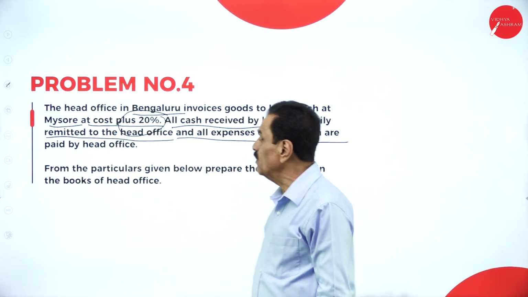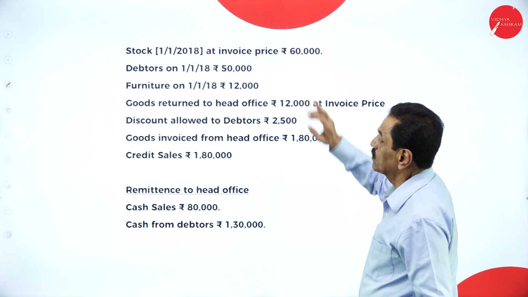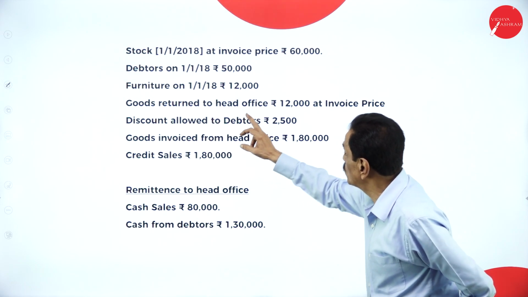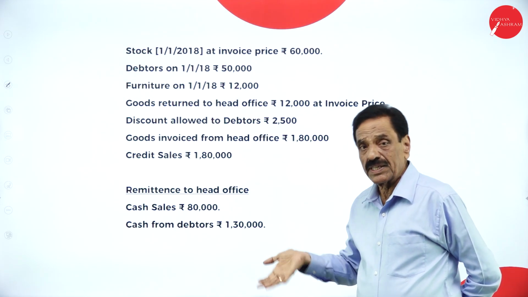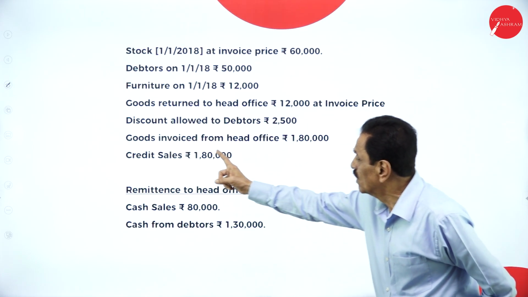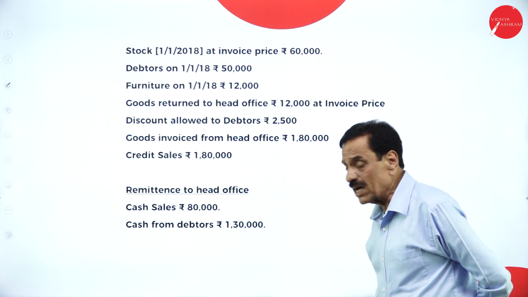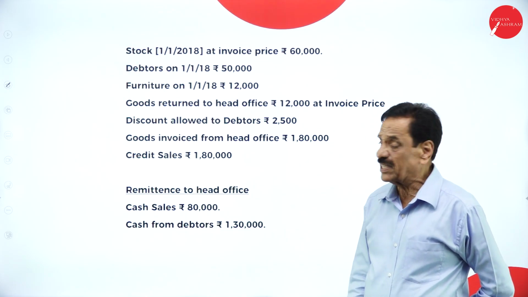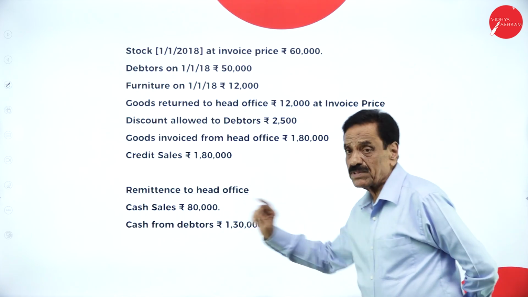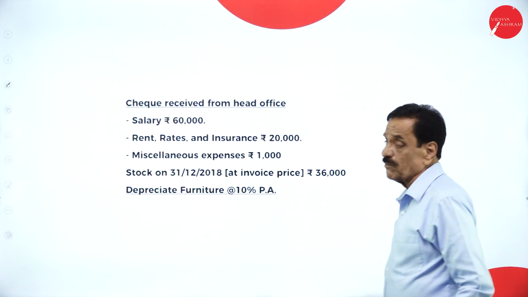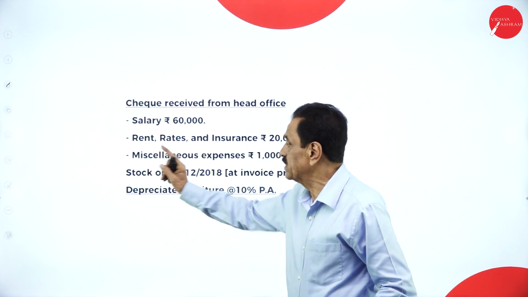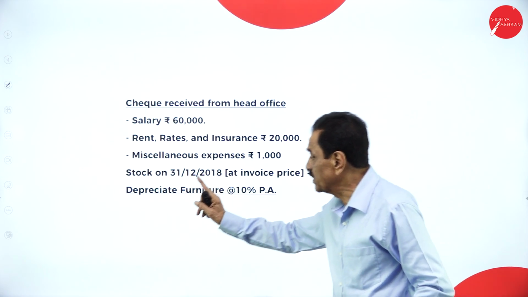So we'll move on to the problem now. The problem says: opening stock 60,000, opening debtor 50,000, opening furniture 12,000, goods returned to head office 12,000, meaning goods sent that were returned by the branch to head office. Discount allowed goes to debtor account. Goods invoiced to head office means goods sent by the head office to branch account. Credit sale goes to the debtor account. Remittance to head office, cash sale, cash received from the debtor will come on the credit side of the branch account. Cheque received from head office for the expenses of the branch met by the head office: salary, rent, miscellaneous pay, stock.